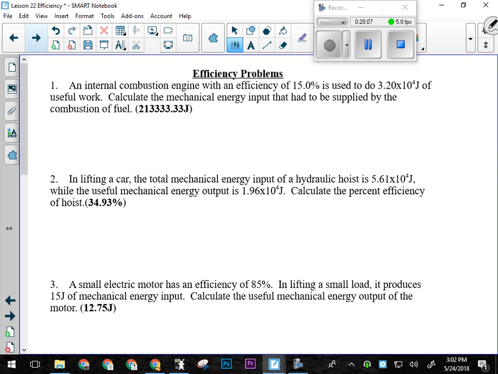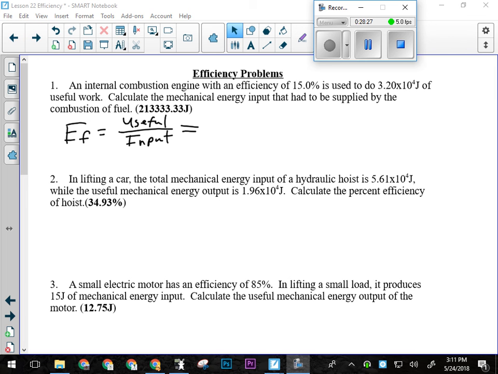All right, I want you guys to try 1 and 2 for right now. So they're efficiency questions. What we were just looking at, remember that efficiency is useful divided by input. All right, so for question number 1 here, we're told that it works with an efficiency of 15%. How do I need to write that if I'm going to put it in this formula? As 15 or 0.15? 0.15. I need to write it as the decimal, so 0.15.